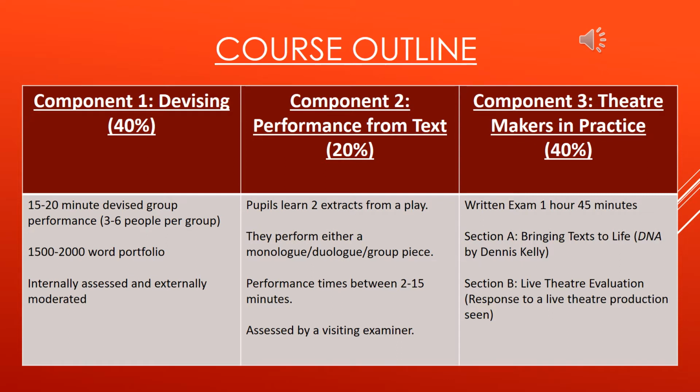Right, the first thing I want to do is just give you a quick overview of the course. There are 3 components for GCSE drama. The first one is called Component 1 Devising, which is worth 40% of their final grade.